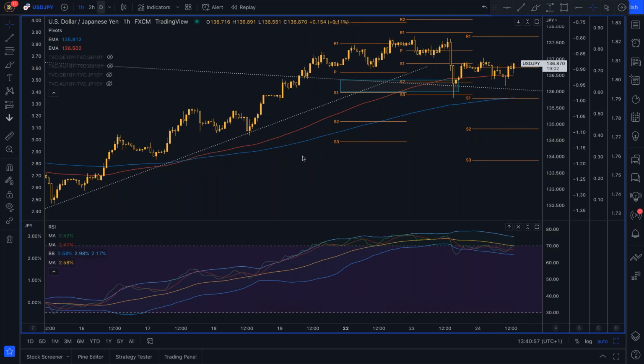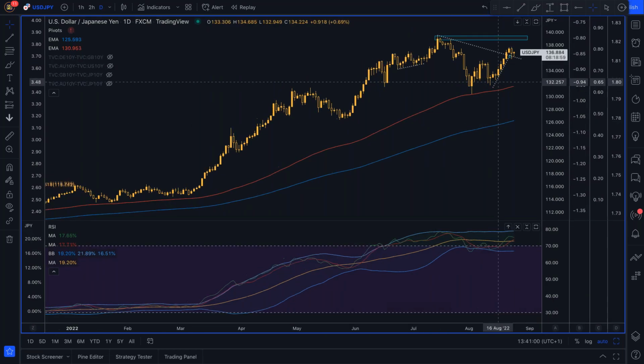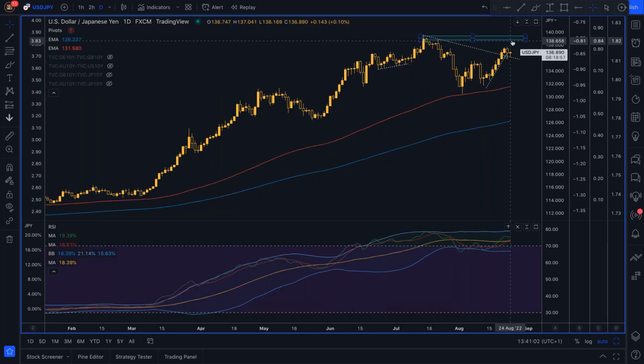Where could you potentially run up to? Well, it's possible you could make a run back up to that 138 or 139 region up ahead.